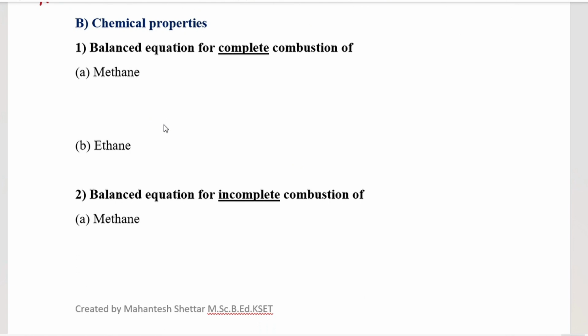Come to chemical properties of alkanes. Balanced equation for complete combustion of methane. There are two things you can see here, complete and incomplete. Complete combustion: what happens? Any hydrocarbon you take. What is a hydrocarbon? A hydrogen and carbon containing substance: alkanes, alkenes, alkynes. When it undergoes complete combustion, they will always give you CO2 and H2O. Even alcohols also give you CO2 and H2O.